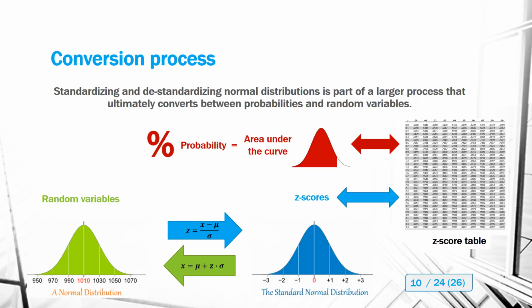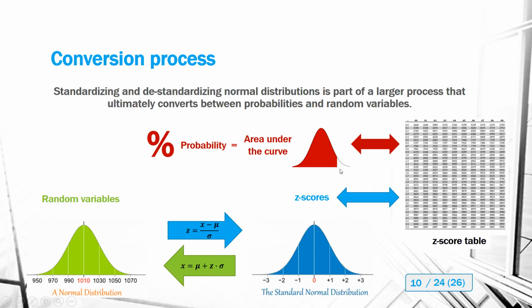Conversely, if you were given the probability and asked to find a random variable, just do that same process in reverse. Remember, the probability is the area under the curve. Use the area under the curve to get a z-score from a z-score table or software, and then once you have the z-score, you can convert to the non-standard normal distribution with this equation, x equals mu plus z sigma, and then you'll have your random variable that you're looking for.